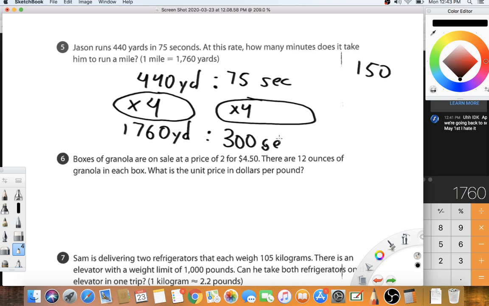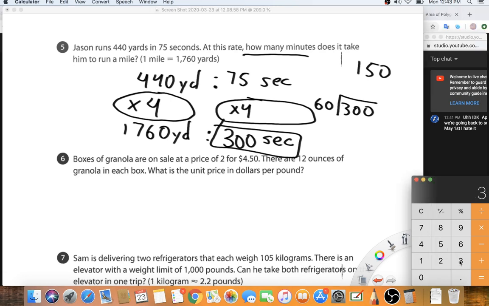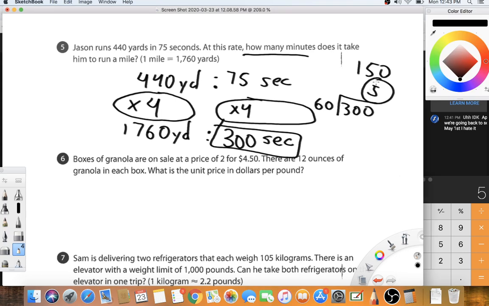Now, what I need to do is change 300 seconds, because this is how much a mile is, into minutes. The question is asking me how many minutes it took him to run a mile. So now I need to do 300 divided by 60, because there's 60 seconds in a minute, and I'm trying to figure out how many minutes there are. I have this many seconds. I'm dividing it by 60 seconds each to find out how many minutes in total. So I'm going to do 300 divided by 60, and I get 5. That means it would take Jason 5 minutes to run this mile.